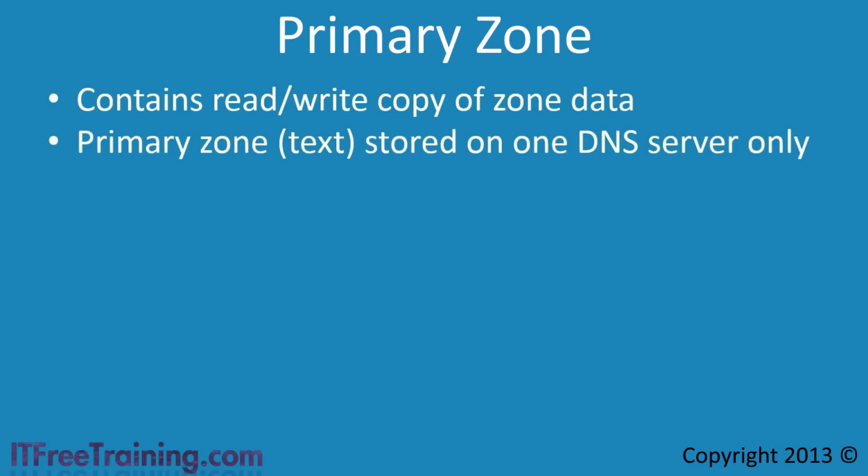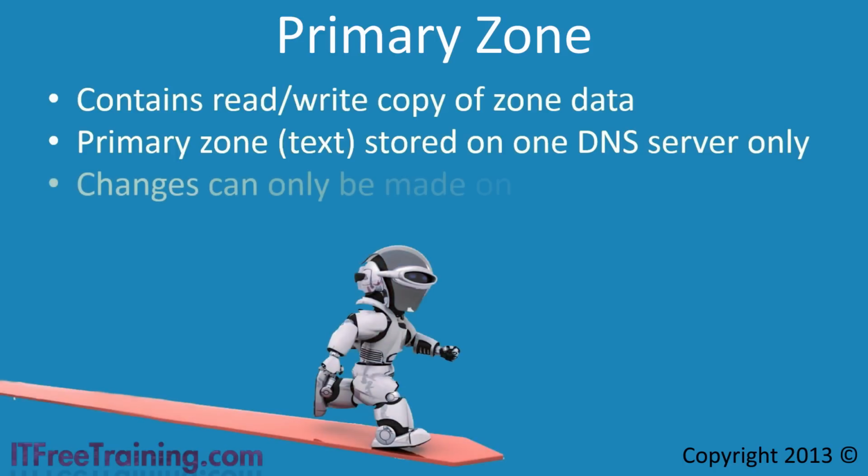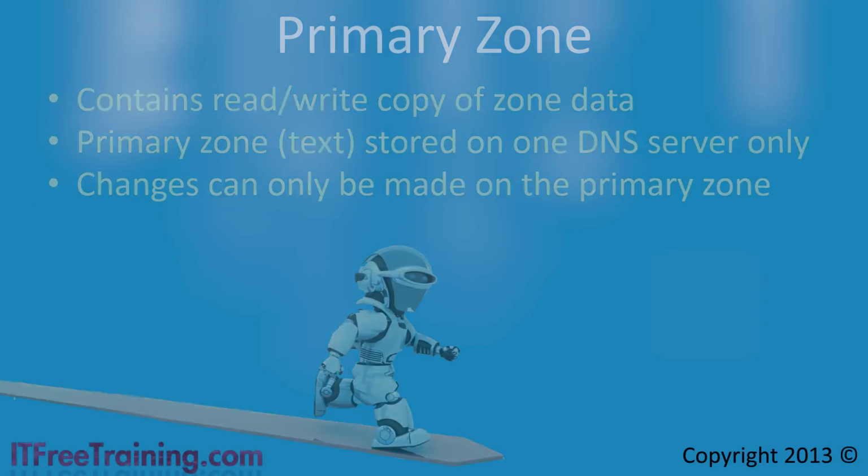Since the DNS data is stored in a text file, changes can only be made in one location at a time. Changes to a zone can only happen on the primary zone. If another zone type is asked to make a change, the change will be forwarded to the server holding the primary zone in order to make the change. The problem with this approach is that if the server holding the primary zone is not available, changes cannot be made until that DNS server is available again.